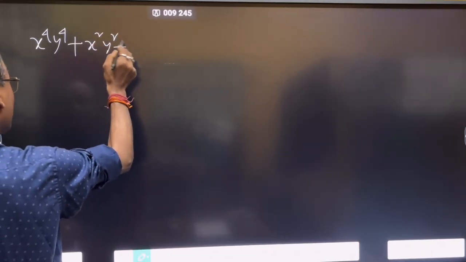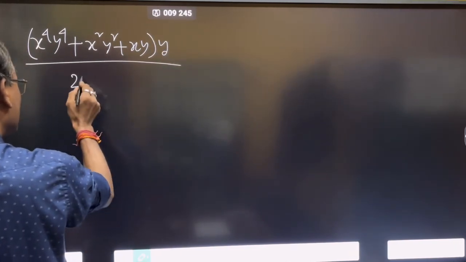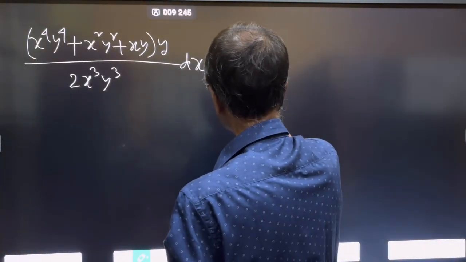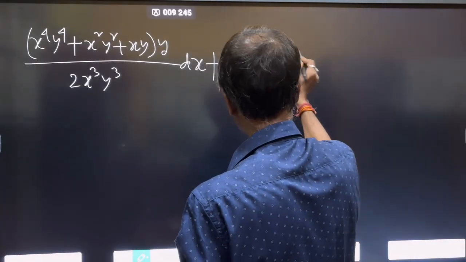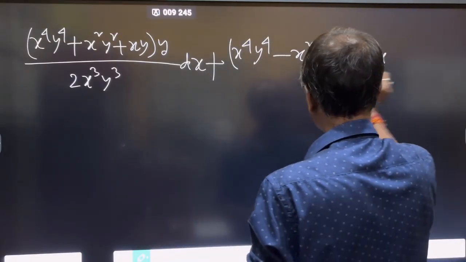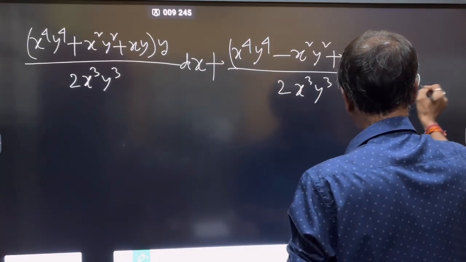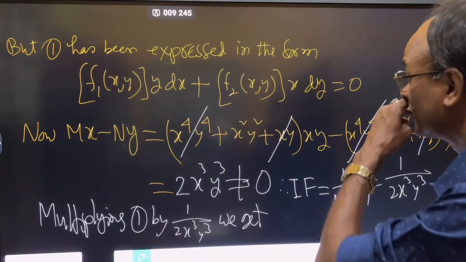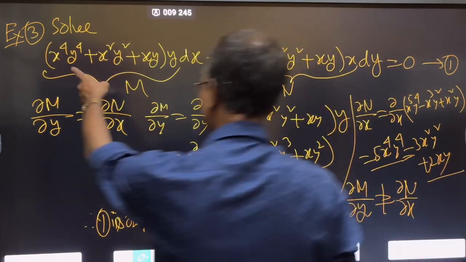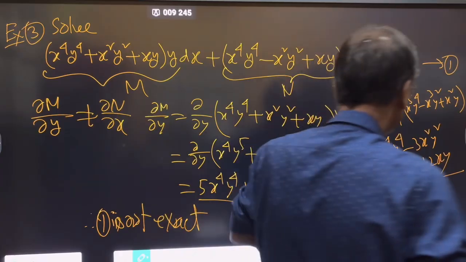plus x square y square plus xy into y divided by twice x cube y cube dx plus x to the power 4 y to the power 4 minus x square y square plus xy into x dy, divided by twice x cube y cube dy equal to 0.